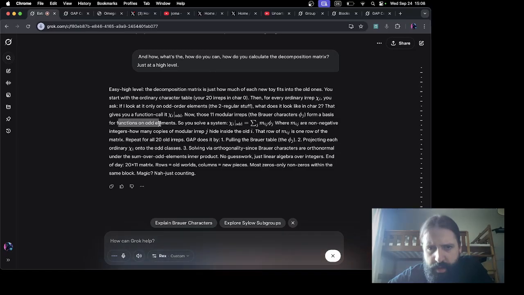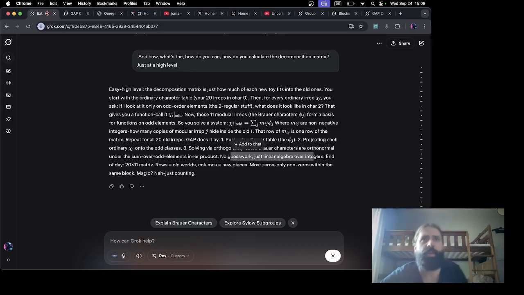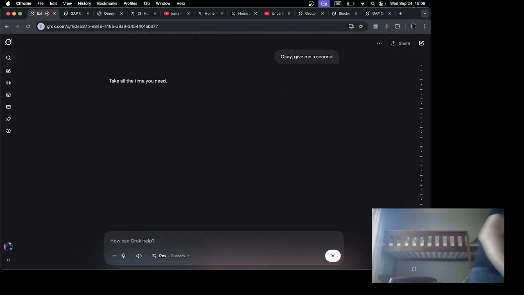1. Pulling the Brauer table, the phi_j. 2. Projecting each ordinary chi_i onto the odd classes. 3. Solving via orthogonality, since Brauer characters are orthonormal under the sum over odd elements inner product. No guesswork, just linear algebra over integers. End of day, 20 times 11 matrix. Rows are old worlds. Columns are new pieces. Most zeros, only non-zeros within the same block. Magic? Nah, just counting. Okay, give me a second. Be back. Take all the time you need.